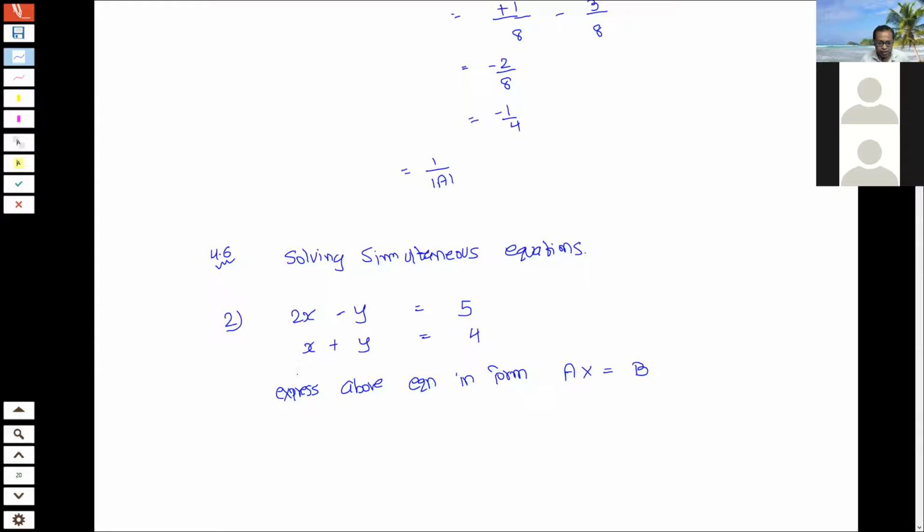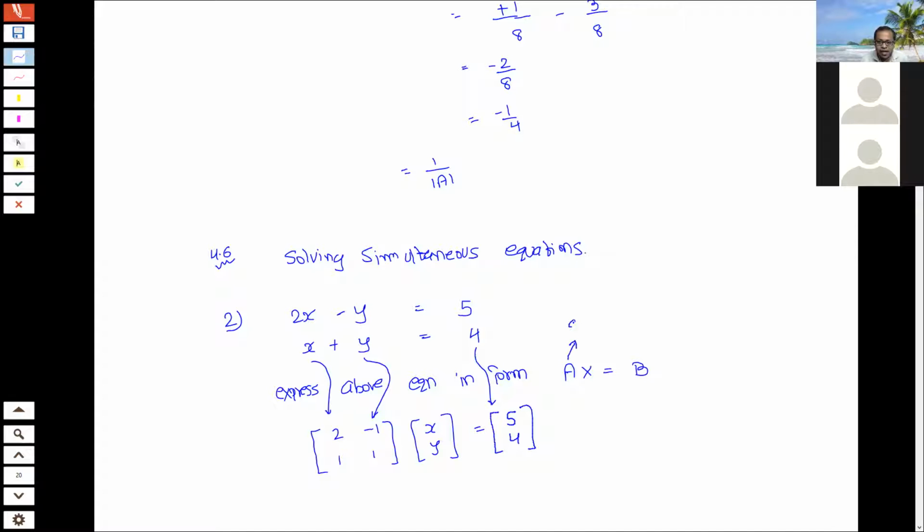Now what is that? Understand carefully. From this, write the elements of x, the coefficients of x: 2 and 1. Then write the coefficients of y, which are -1 and 1. And in the second matrix, you will make the matrix of variables. So the variables are x and y. And this is your matrix B, which is 5 and 4. So AX equal to B.